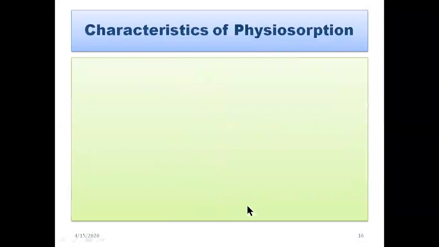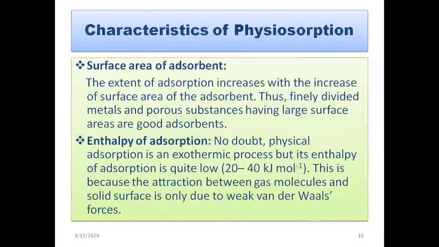Now let us see the characteristics of physisorption. The first one was continuity. The next one is surface area of adsorbent. As we know, adsorption is essentially a surface phenomenon. What will happen, friends? The more the surface area, the more the rate of adsorption. For example, if you take nickel as a block, a coarse powder, and a finely divided powder, which will adsorb more? Obviously, the finely divided one.